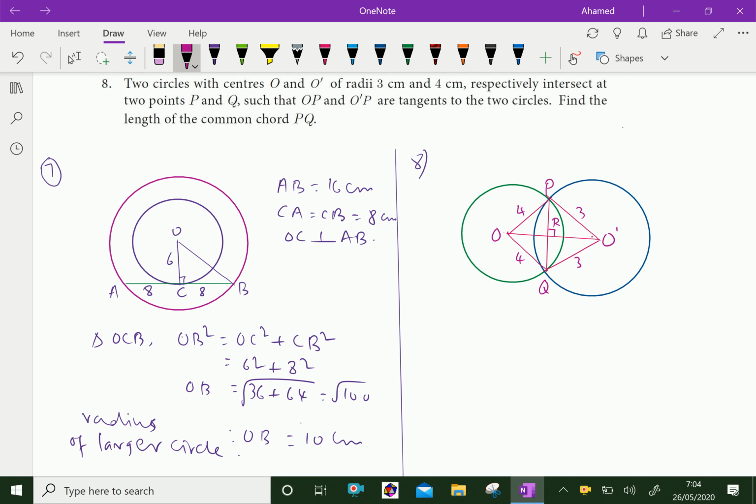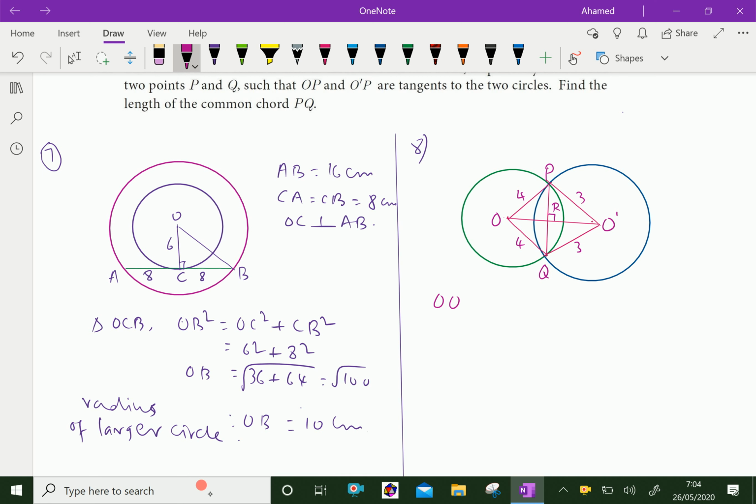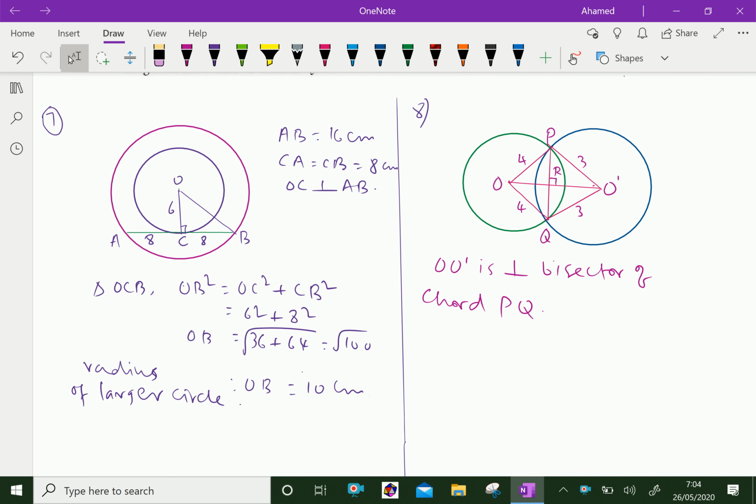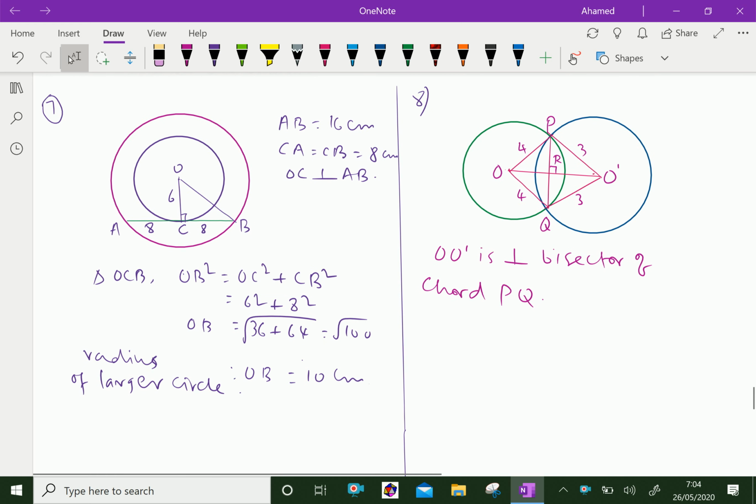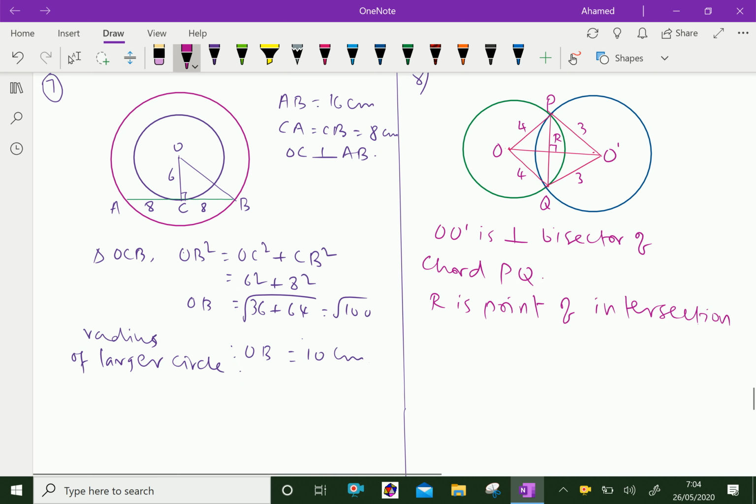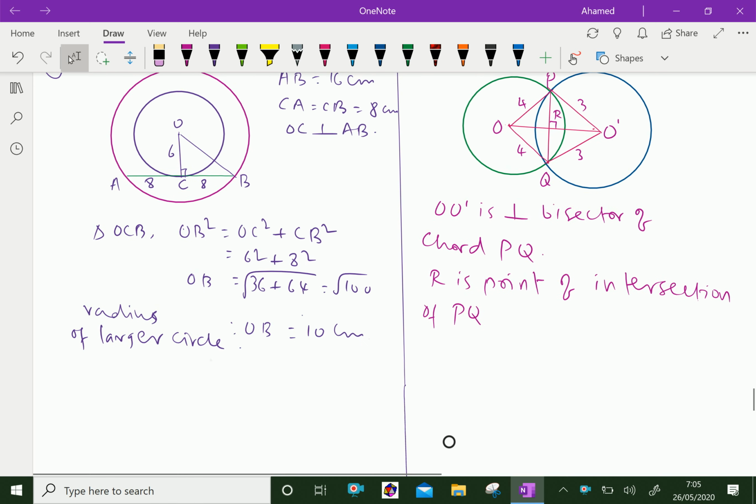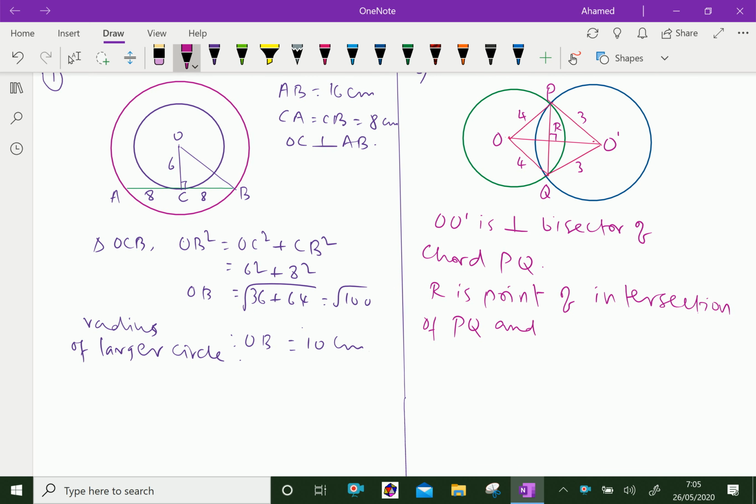Now we know that OO dash is the perpendicular bisector of the common chord PQ, and let R be the point of intersection of PQ and OO dash.